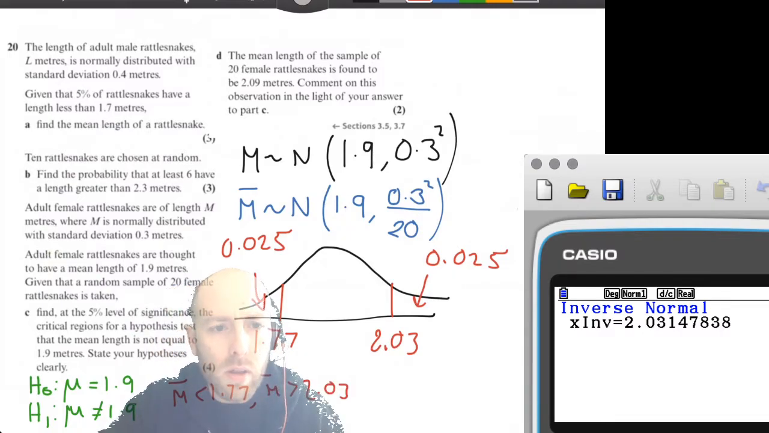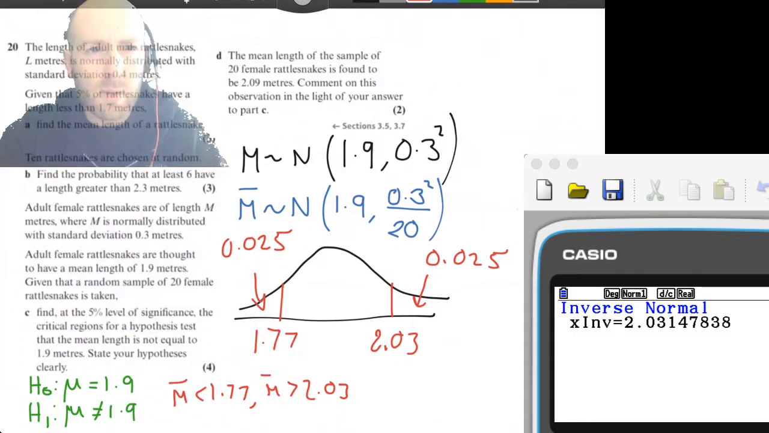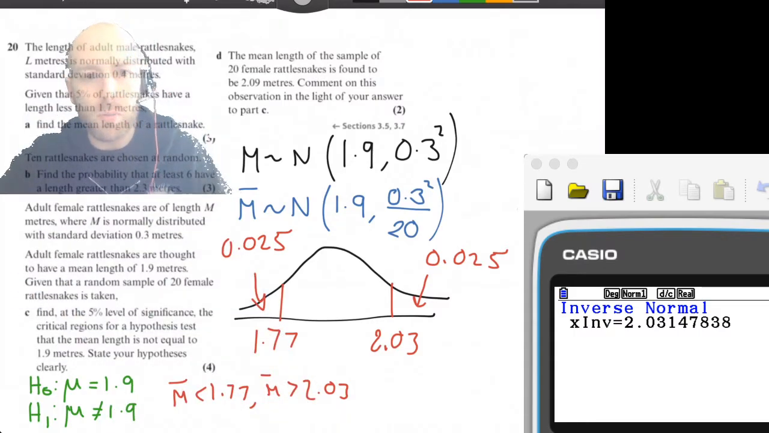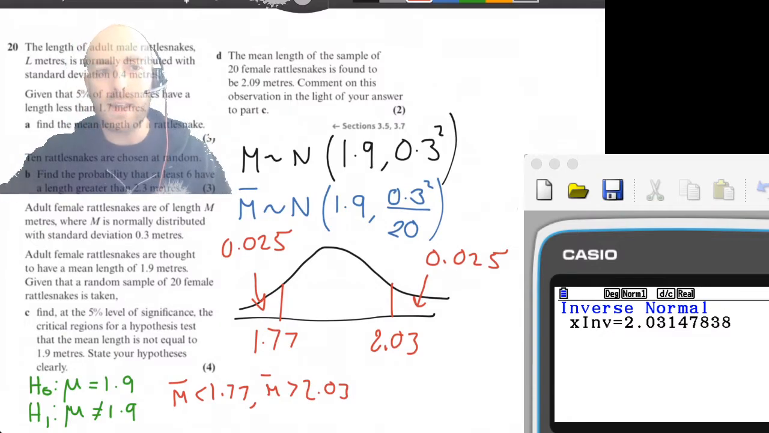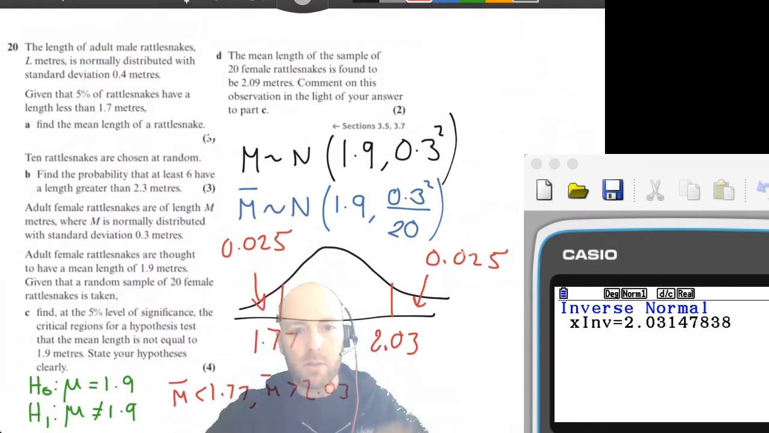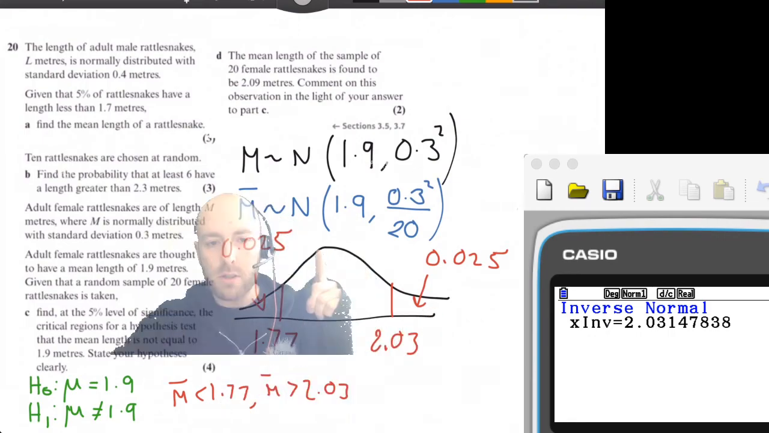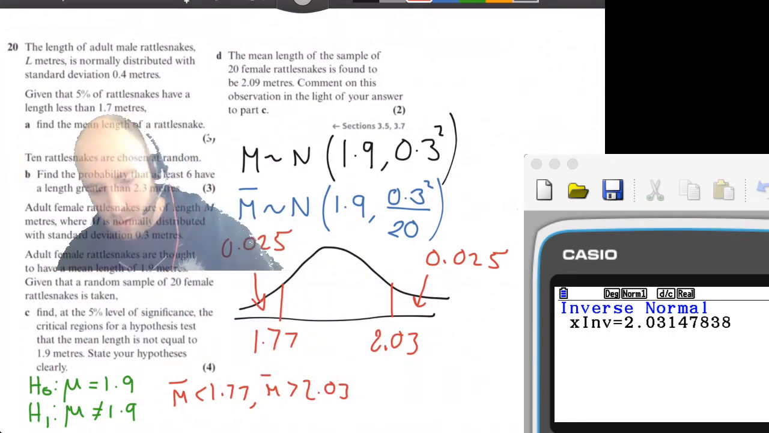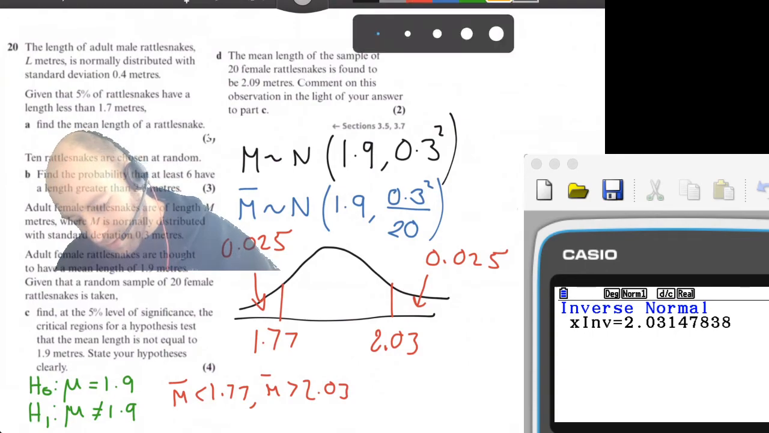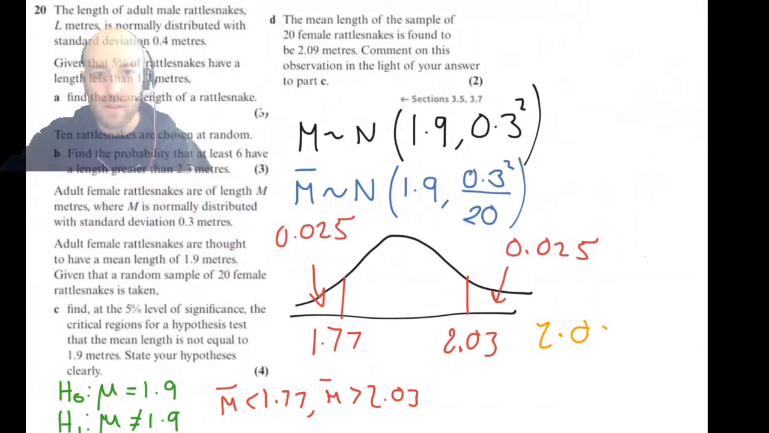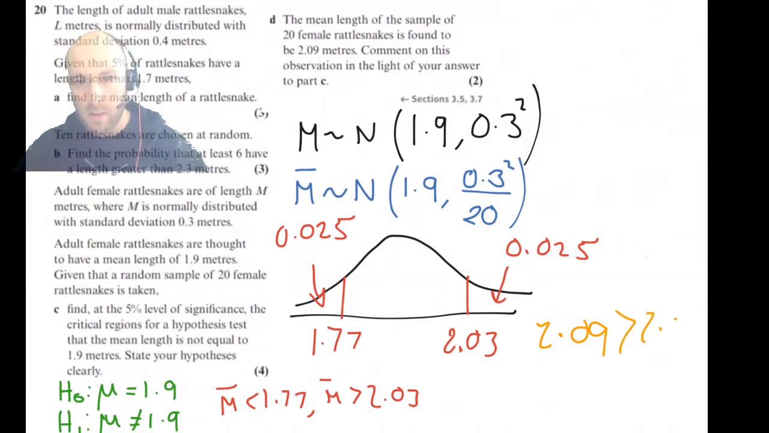Right, so that's our part C done. If you look at part D, the length is found to be 2.09. Okay, is that critical? Well, if we look at our graph, the critical region is 2.03. So 2.09 is going to be in the critical region. So we can say 2.09, if I get rid of the calculator, is greater than 2.03. Therefore, critical.